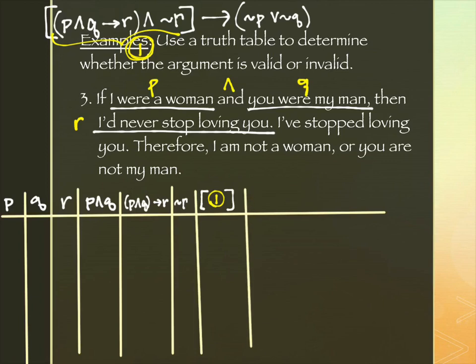Then the other parentheses would be not P or Q, but I need the tilde columns for it first, right? Not P, and I need a not Q. And then, yes, I agree with you, Dylan. We need one that joins them together with the or statement. So I have tilde P or tilde Q.